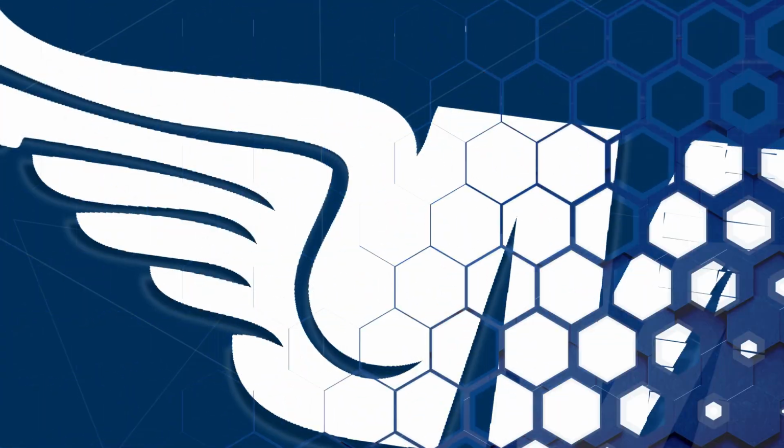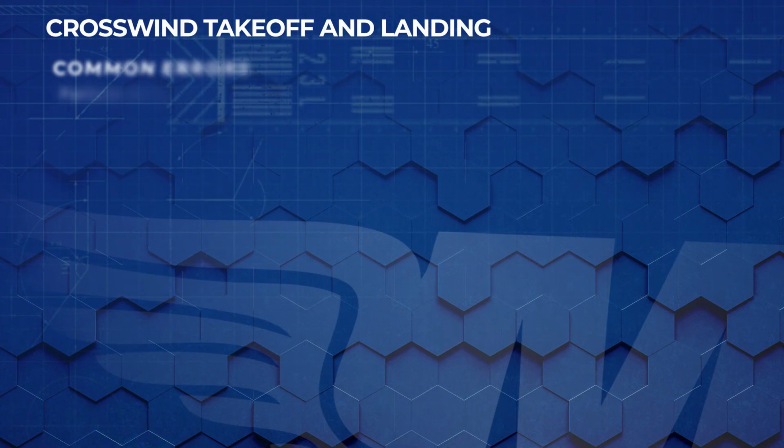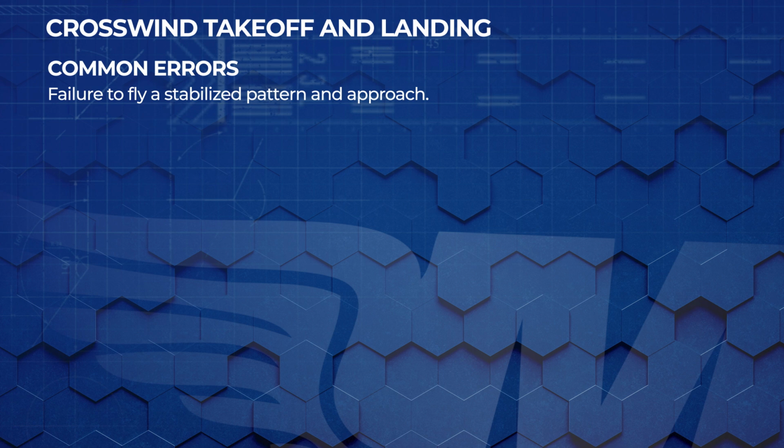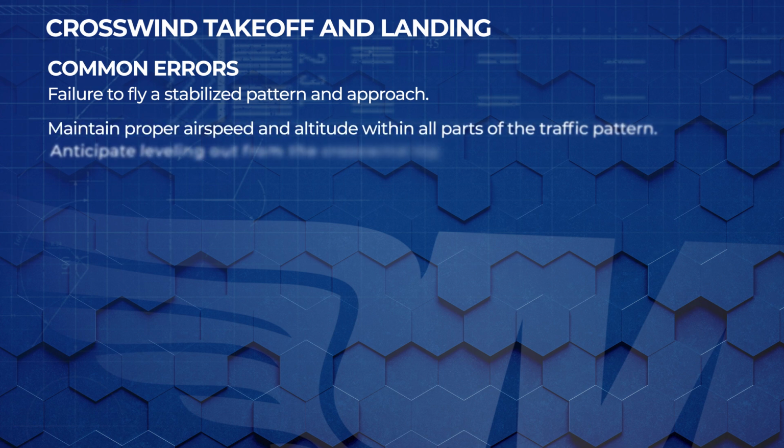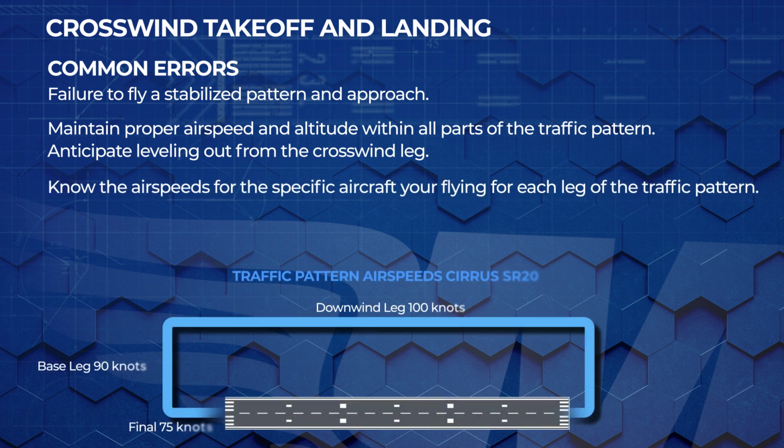Now let's talk about a few common errors before we get in the plane. One of these errors can include not flying a stabilized traffic pattern and approach. Flying stabilized simply means that you're maintaining proper airspeed, altitude, climb and descent rates during all parts of the pattern. So if, for instance, you should be at 1,800 feet and 100 knots in the downwind and you're flying anything different than that, you're not stabilized. If you don't correct for this error, it's going to magnify and greatly affect the potential for that great landing that you want for yourself and especially your passengers.